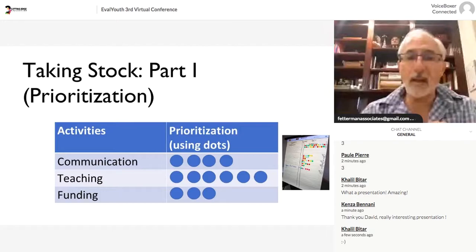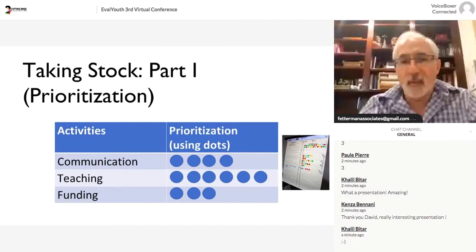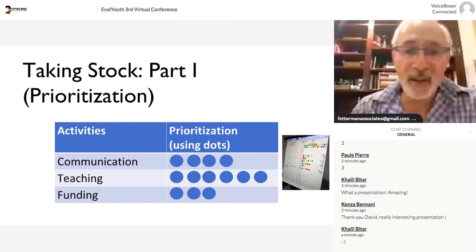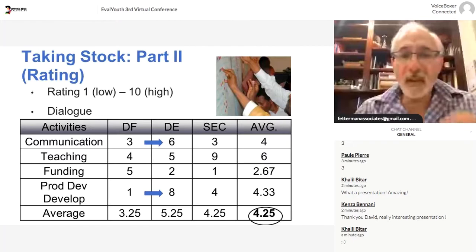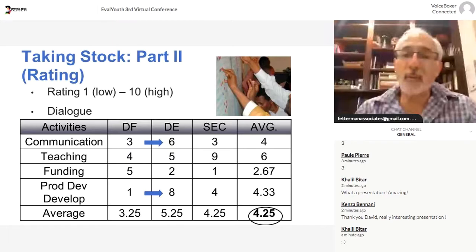And a lot of folks say to me, Dave, that's not very quantitative. I go, count the dots. Whatever got the most dots, that's what you go for, the top 10 of those items. I put those in a spreadsheet and then say, in this case, communication came up as one of the most important things the group wants to see. Teaching, next, funding, product development. And this is an abbreviated example of a real one we did through accreditation in a school in San Francisco, the California Institute of Integral Studies.